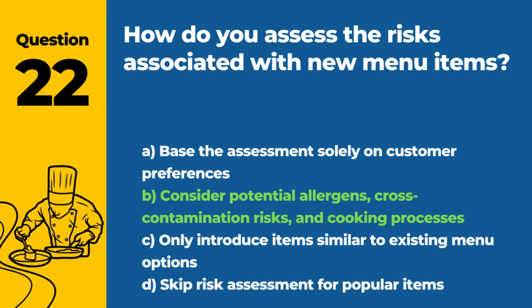Answer: B. Consider potential allergens, cross-contamination risks, and cooking processes. Assessing risks associated with new menu items involves considering factors such as potential allergens in the ingredients, risks of cross-contamination during preparation, and ensuring proper cooking processes to avoid foodborne illnesses.